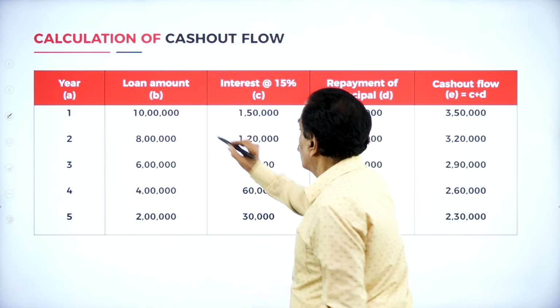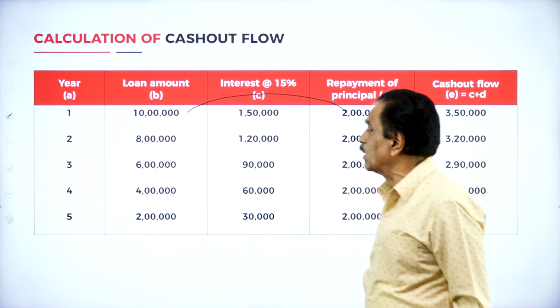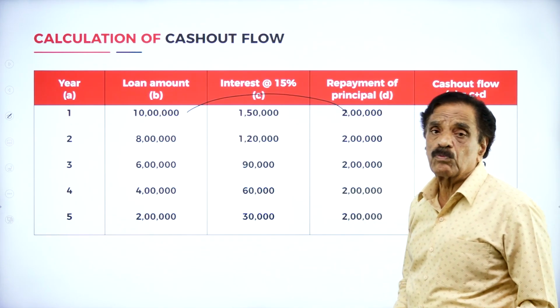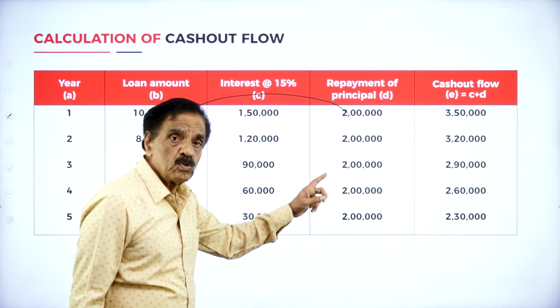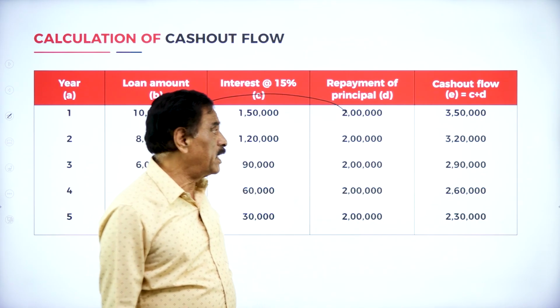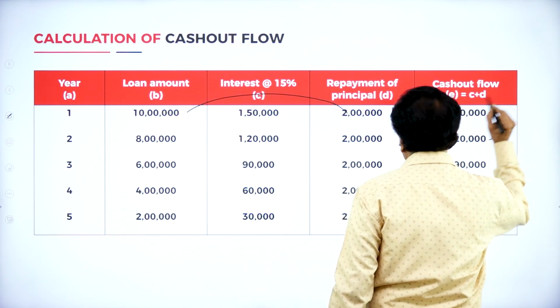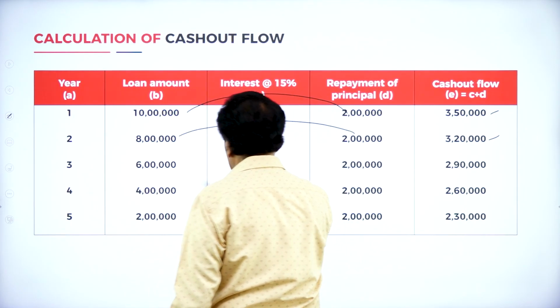Next year, out of 10 lakh, you deduct this 2 lakh. It becomes 8 lakh. On 8 lakh, 15% is 1,20,000. So every year he pays 2 lakh plus 1,20,000. How much is he going to pay? 3,20,000 installment, cash outflow. Out of 8 lakh, how much will go? 2 lakh. What's the balance left over?